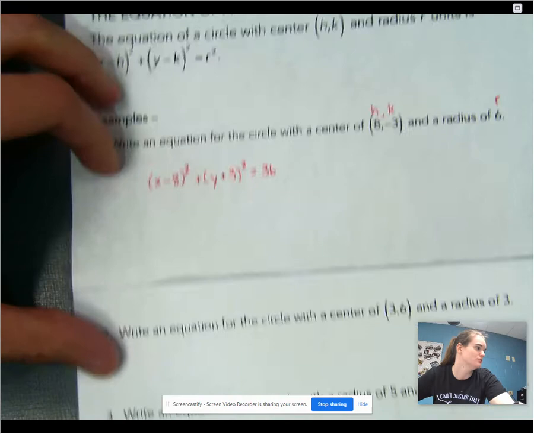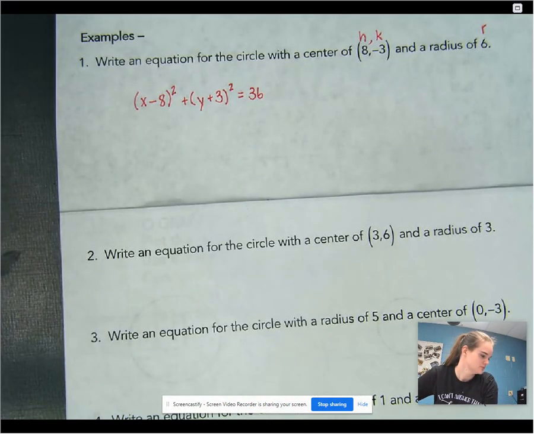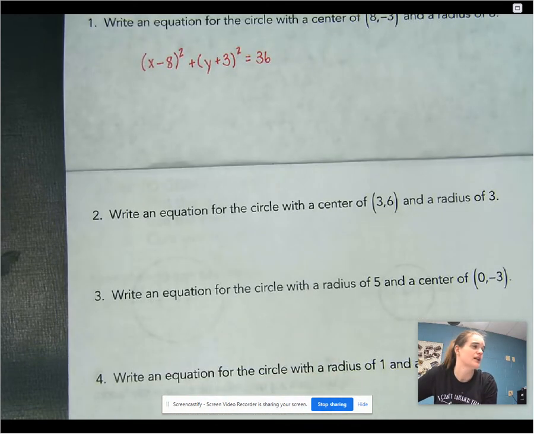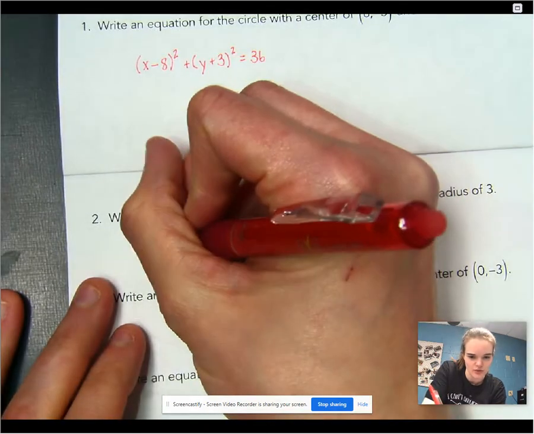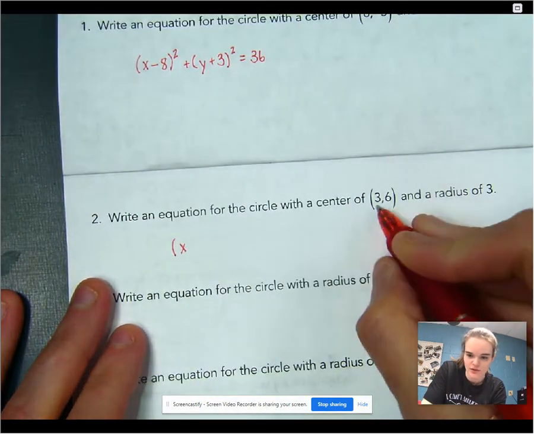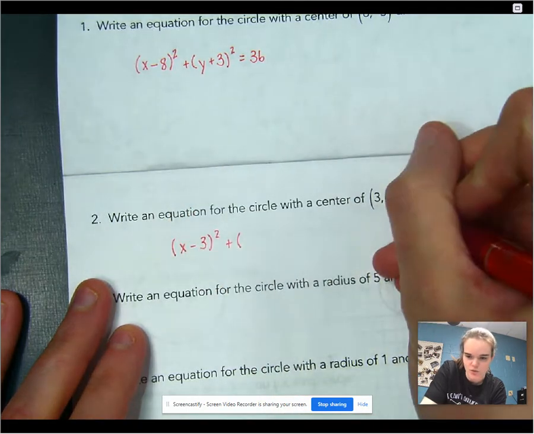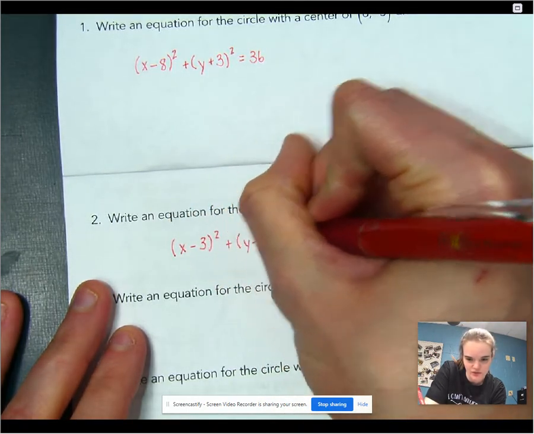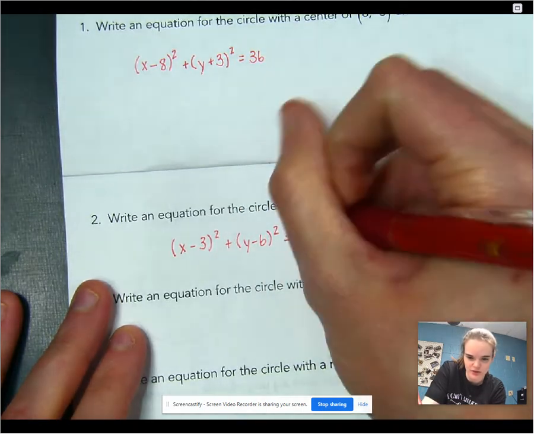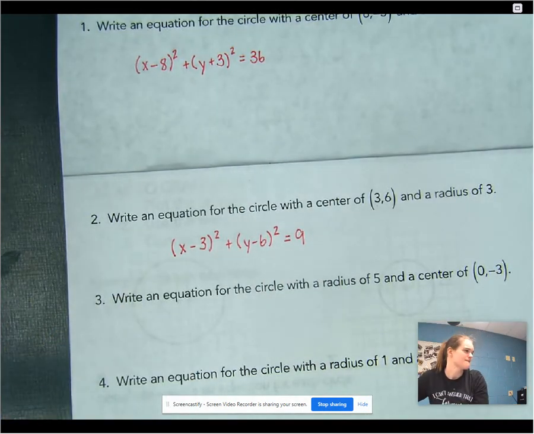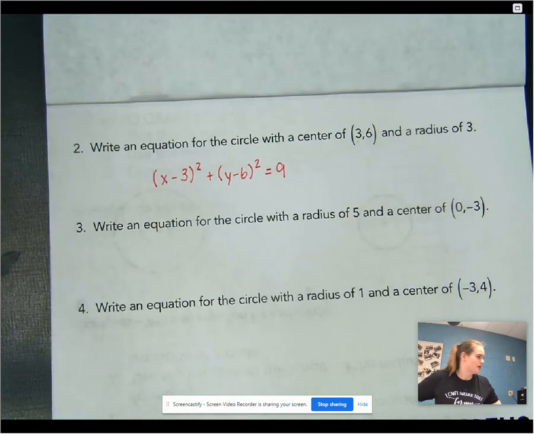Okay, let's do number 2. Number 2, write an equation for the circle with center of 3 comma 6 and a radius of 3. So x minus 3 squared plus y minus 6 squared equals 3 squared is 9. Okay. I want you guys to do 3 and 4, so pause the video and try those two.